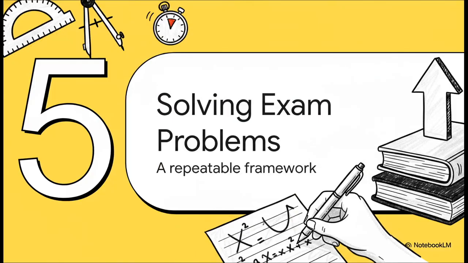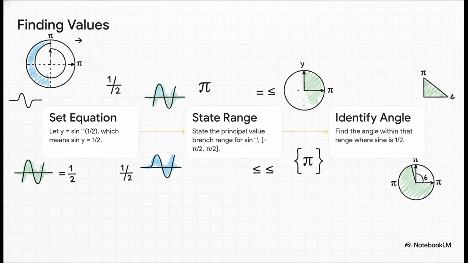Finally, Section 5, solving board exam problems, a repeatable framework for 1-mark and 2-mark questions. We are on the home stretch now. Let's shift gears into direct application to guarantee you get full credit. We'll look at example 1 from the book, find the principal value of sine inverse of 1/2. Here's a highly repeatable 3-step algorithm you can use every single time.